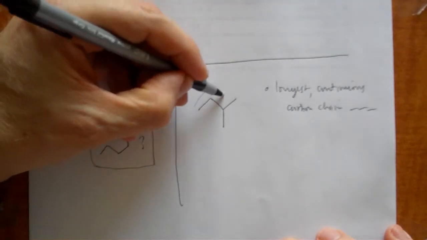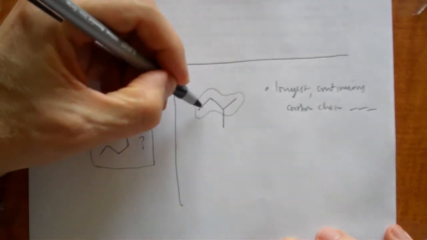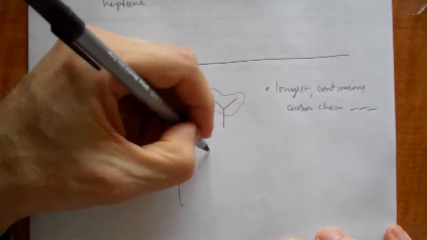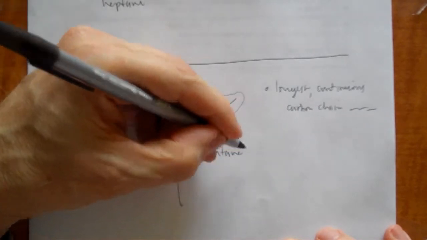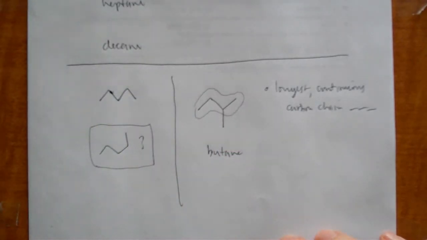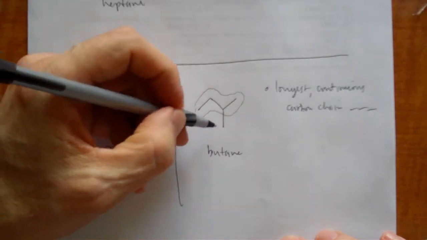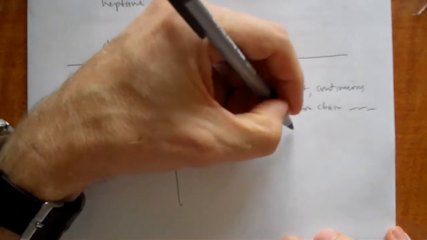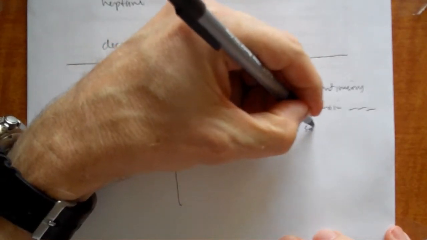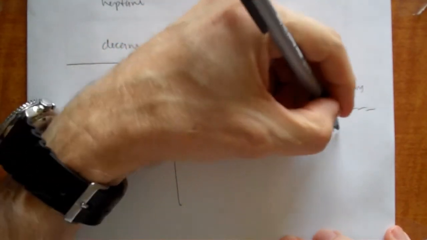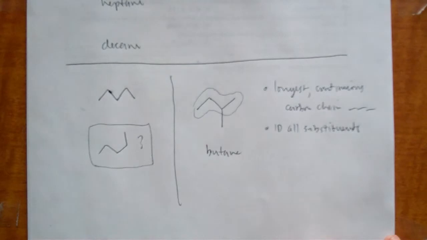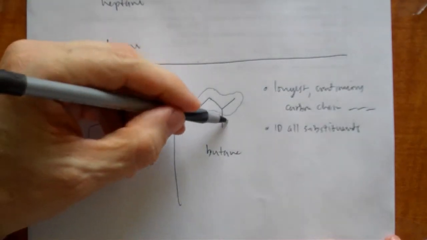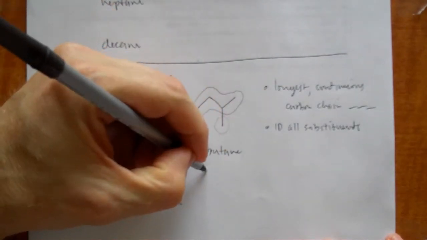So it looks like if I go here, I have 1, 2, 3, 4, and that would be butane. I myself am probably going to circle it and then name the thing that's circled. Then I'm going to go through and identify. Number 2, ID all substituents. Okay, and so my substituent here is methyl.